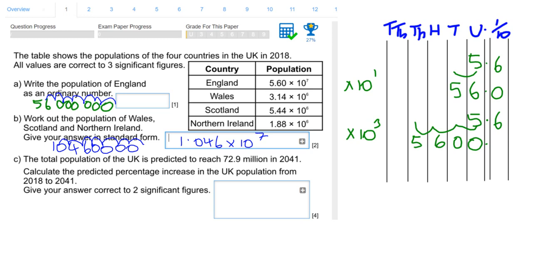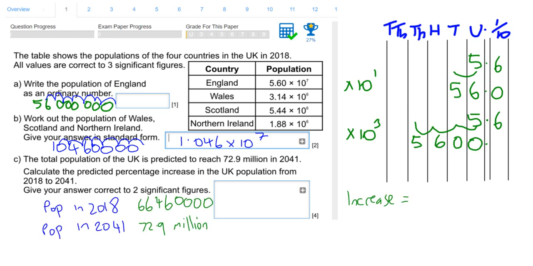Well, how do we do that? First of all, I need to know the total population of the UK. So if I work that out, the total population is 6646 and then 4 zeros. I know that I've got 72.9 million in 2041. First thing I want to do is work out the increase and again put it into my calculator. So that works out at 644 and 4 zeros.